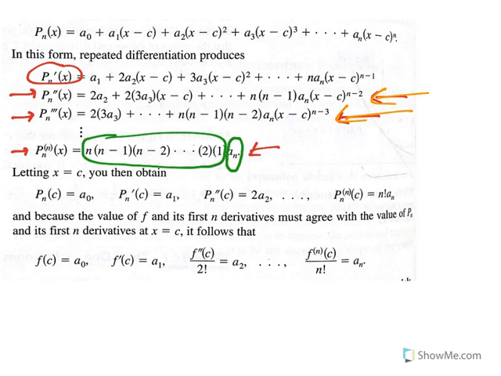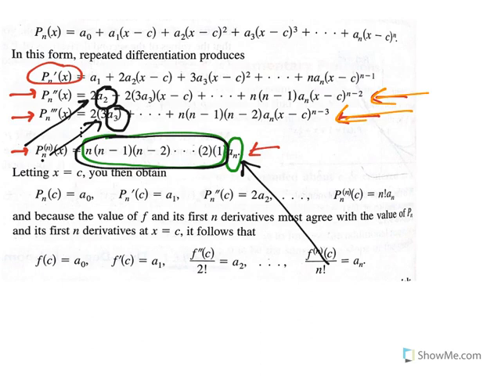So here's what you should see. What's multiplying a sub n? N factorial. What's multiplying a sub 3? 3 times 2 times 1, or 3 factorial. What's multiplying a sub 2? 2 times 1, or 2 factorial. And what's multiplying a sub 1? 1 times 1, or 1 factorial. And what's multiplying a sub 0? 1, which you can write as 0 factorial. That's what you should see.